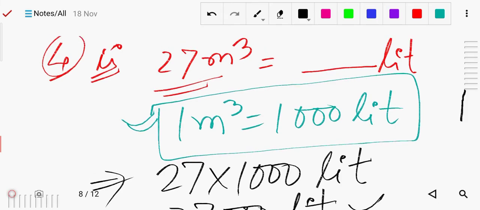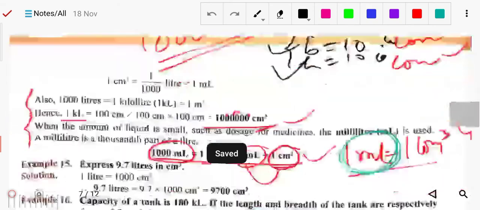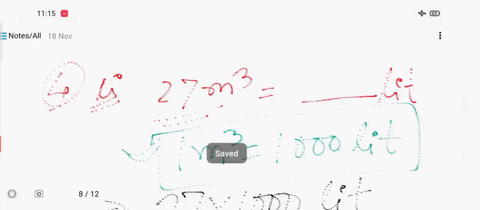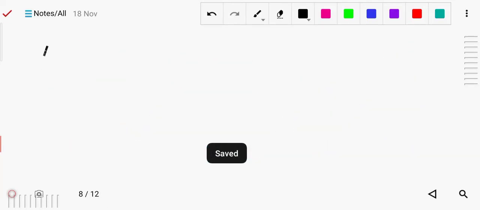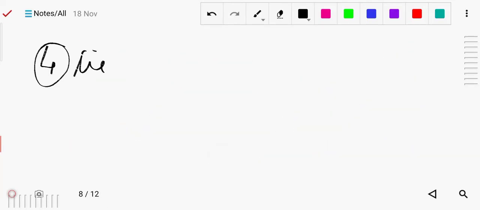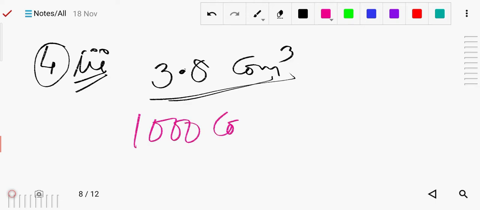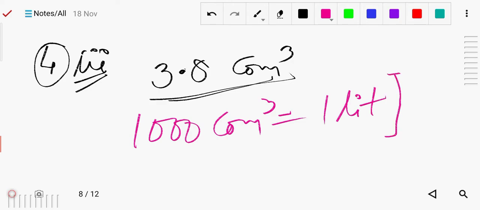And next question you can see. Here it is given in cubic centimeters, question number 3. So in this question, we will use the other one. It is given 3.8 cubic centimeters, not cubic meters. So what will we use? The same formula as earlier: 1000 cubic centimeters equals 1 liter.